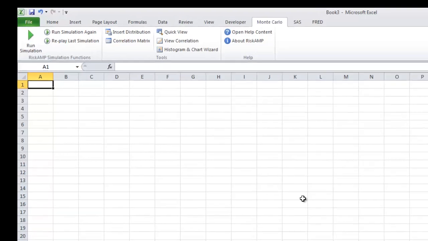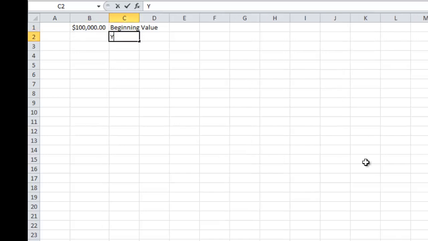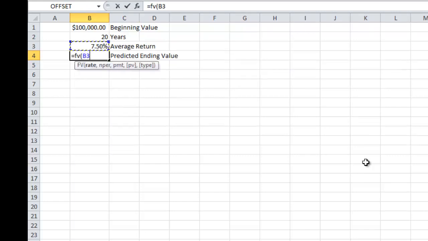So imagine you had a beginning investment value of $10,000, and you were considering investing it for 20 years. And you might say to yourself, well, what's my average return going to be? And maybe you'd think, oh, maybe it's going to be somewhere around 7.5%. And then you might want to know, okay, what's my predicted ending value? Well, you could just use the time value of money function here in Excel. There's your rate, there's your time period, there would be no payments, and your starting value would be this $10,000. Sorry, I put in 100, I meant 10.